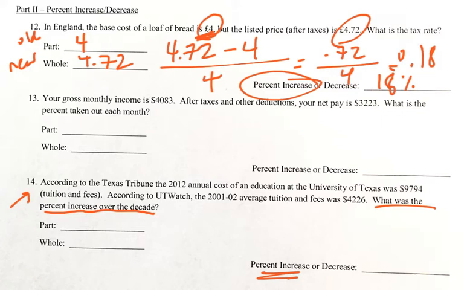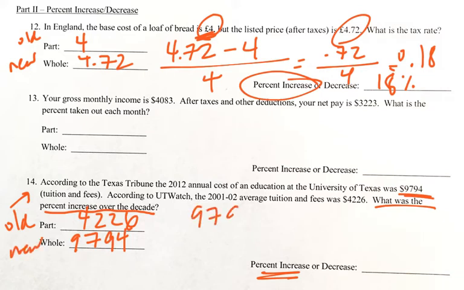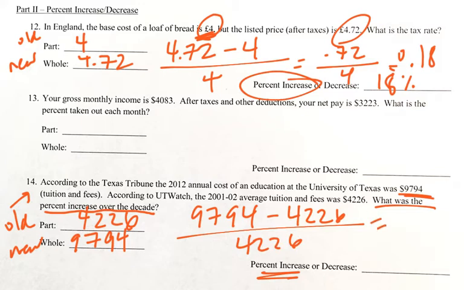But when we think about this, we want to talk about the part, which was the original, 4,226, and I like to call that old. And the whole value, or the new value, is 9,794. And when we solve this, we're going to take the new, subtract the old over the old. So I'm going to do the numerator first and do that subtraction.